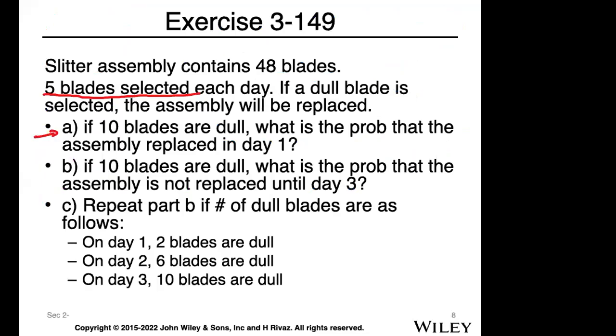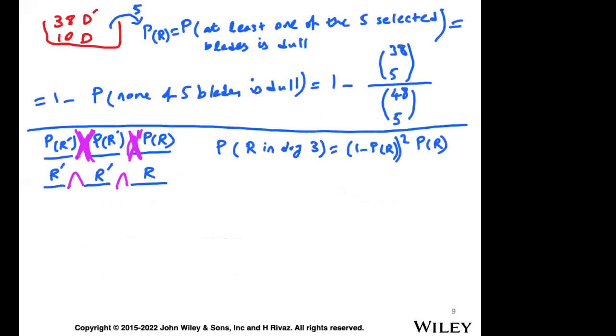the question is saying, what's the probability that the assembly is not replaced until day 3? So let's say this is day n. This means that it's not replaced in the n-1 days, and it is replaced in the nth day. So this is a geometric distribution. Sorry, here I didn't actually use the geometric property. I just used the simpler rule of multiplication.